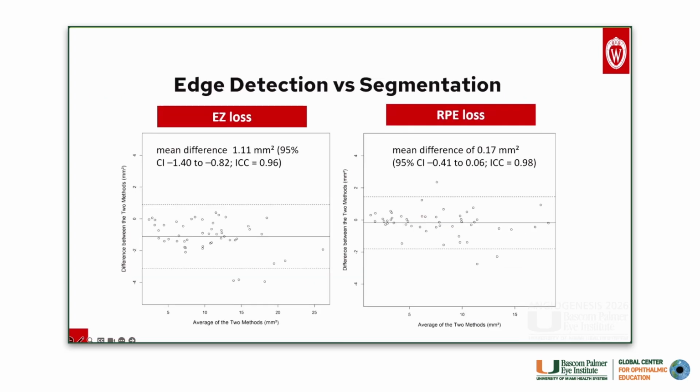These are Bland-Altman plots showing the same data, and you can see here this is smaller GA, and this is larger, kind of more complex GA. So the differences emerge in the larger GA lesions, and in small lesions both methods seem to measure the same way. Mean difference in the two methods on EZ loss was about 1.1 between segmentation and edge detection, and for RPE loss it was minimal, 0.17.